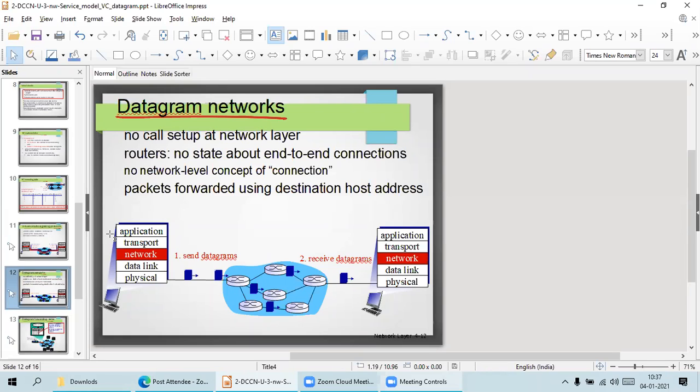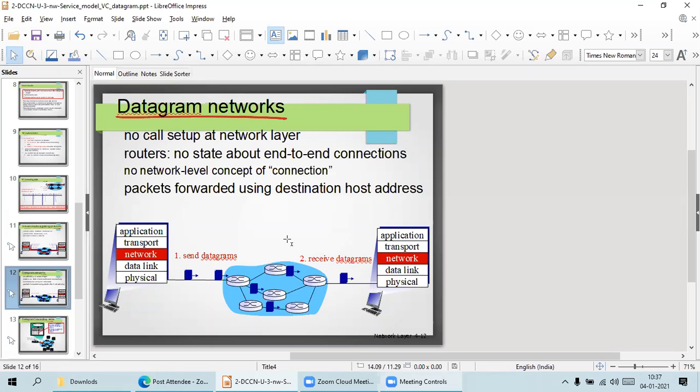Packets are forwarded using the destination host address. In this connectionless UDP, user datagram protocol, we are just relying on that particular destination address. Why? When I have hundreds of packets, each packet has a sequential address.